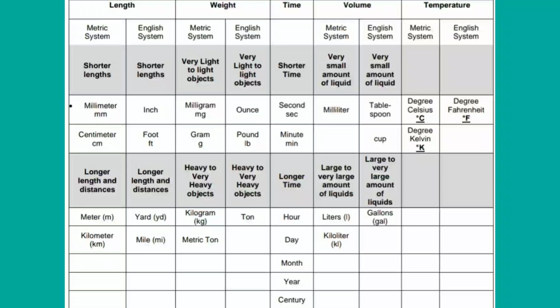Okay, for temperature, for metric system, we have degrees Celsius and degrees Kelvin. For English system, we have degree Fahrenheit. Okay, so just study the table, take a look at the table for you to understand more what are the appropriate units of measure you are going to use. Okay? Thank you. So now let's have exercises. Are you ready? Very good.